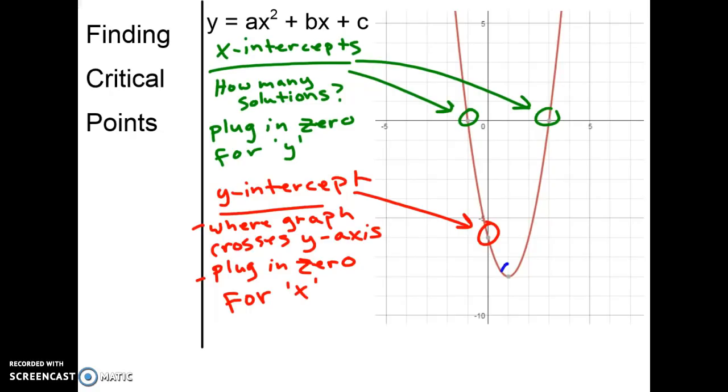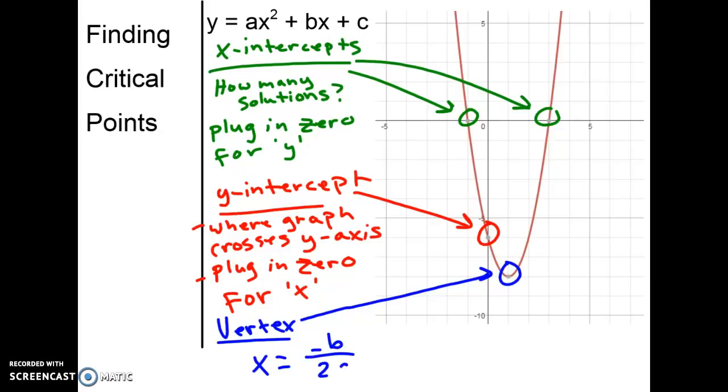And then finally, we have the vertex, which is the maximum or minimum of any parabola. Just to review how we find the vertex, you start by finding the opposite of b over 2a, using standard form, which we're going to be practicing the most. So you have one solution, two solutions, or no solutions, and then you have your x-intercepts, your y-intercepts, and your vertex.